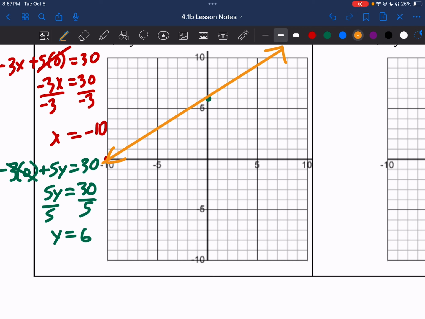Okay, your line should be a straight line. You're either using a ruler or some other straight edge, or if you're doing it digitally, you are using a line tool and making sure that your line is nice and straight, making sure it goes through the points that you've identified.